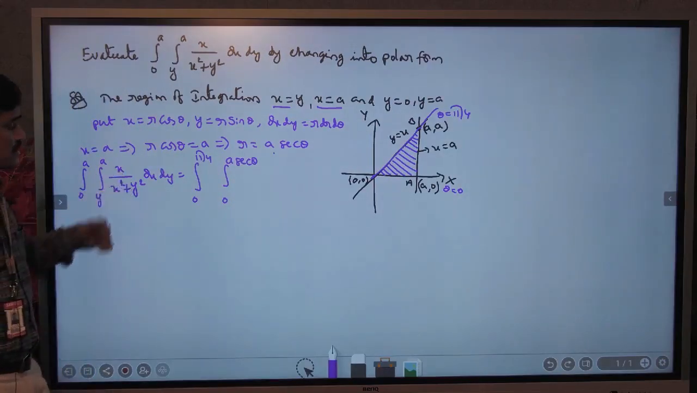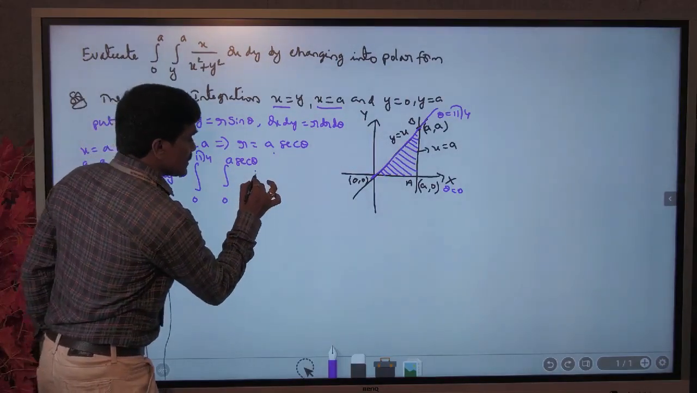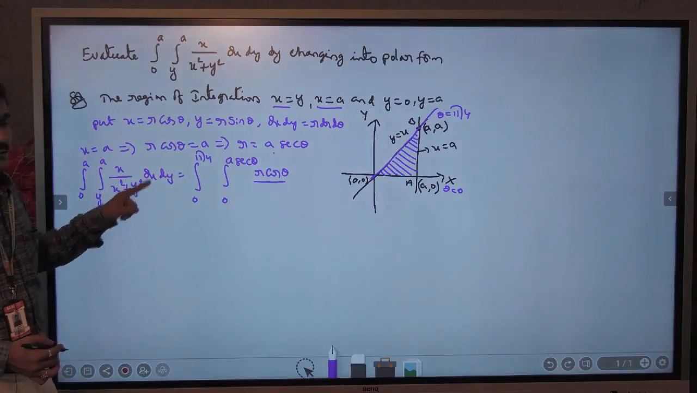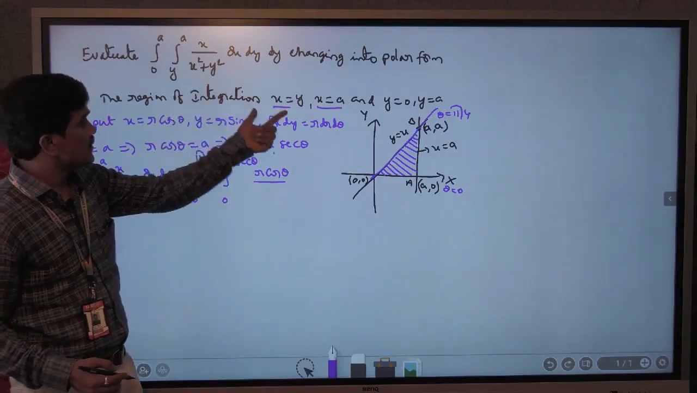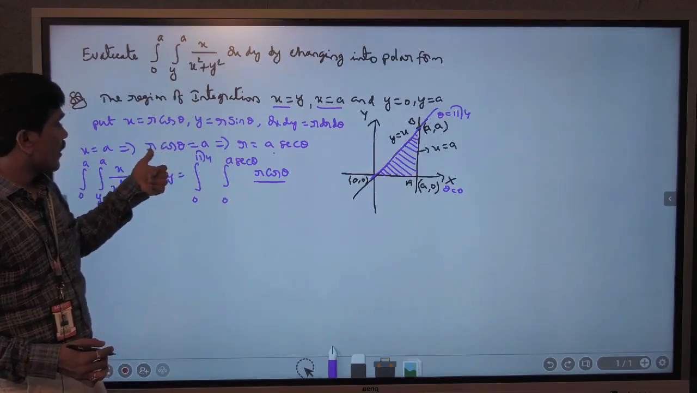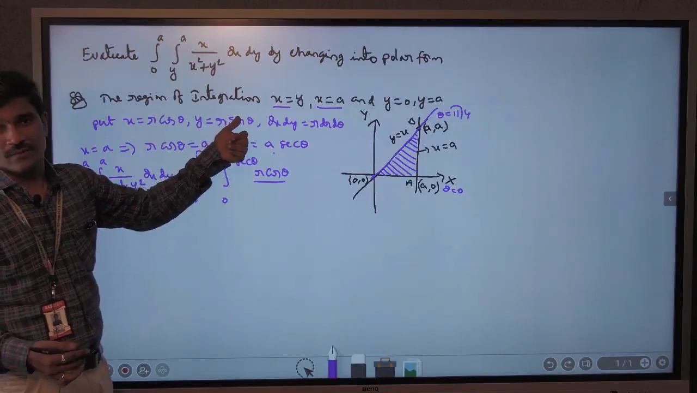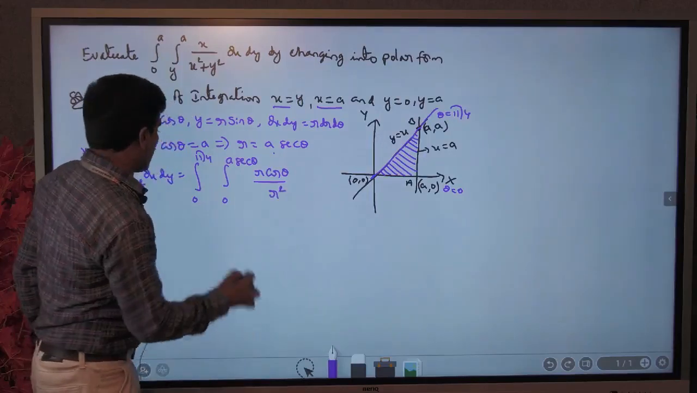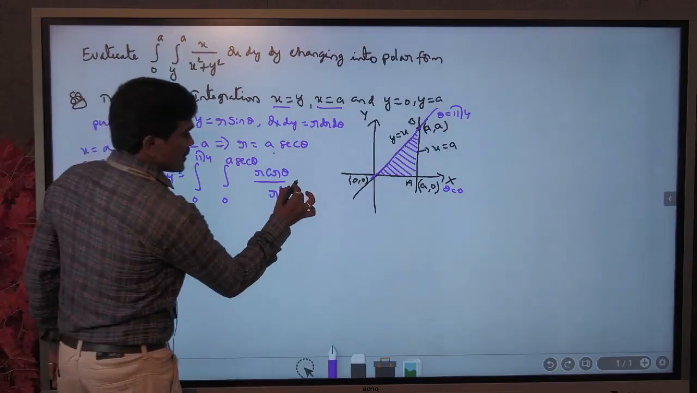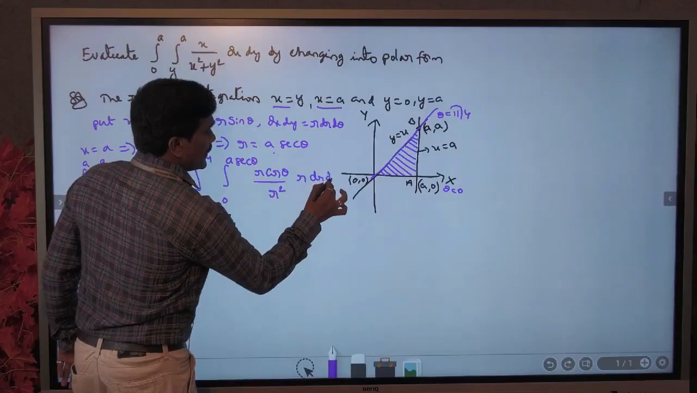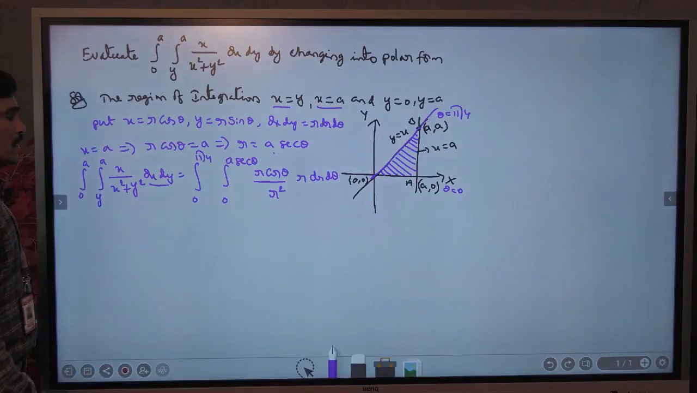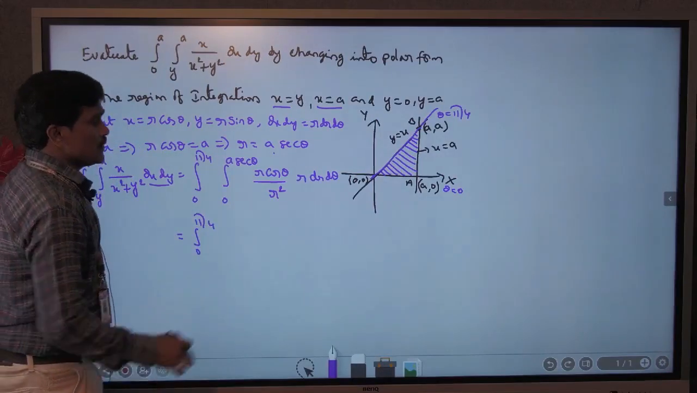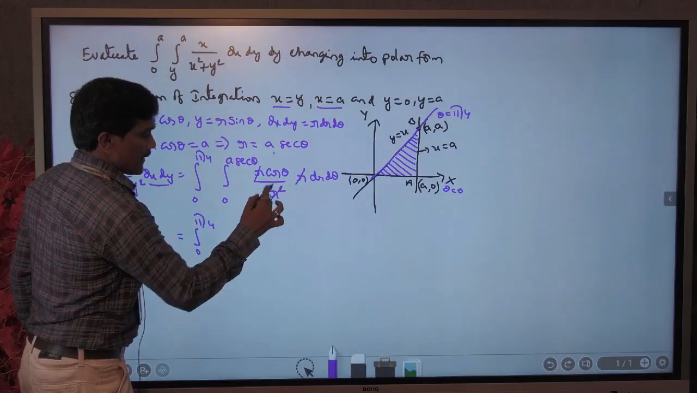Now the function is x. What is x? Here x is r cos theta, divided by x square plus y square. What is x square plus y square? Then we get r square cos square theta plus r square sin square theta, so we get r square, right? So the denominator is r square, into dx dy. What is dx dy? r dr d theta. Now the integral is 0 to pi by 4, and here the r square cancels.